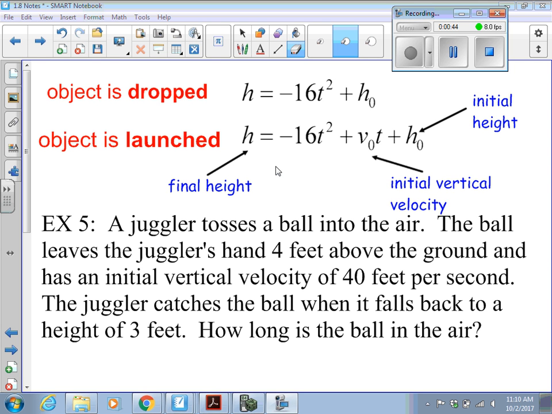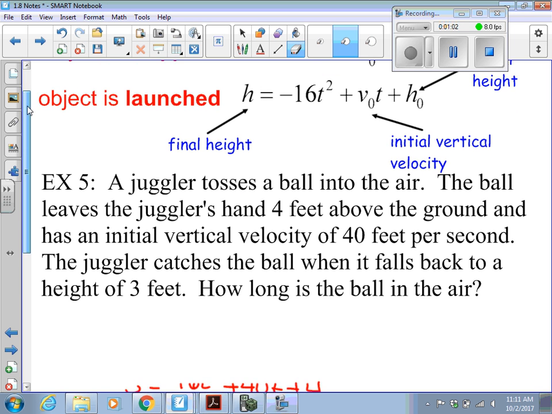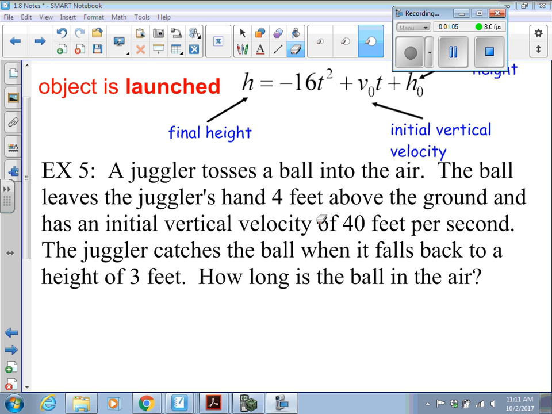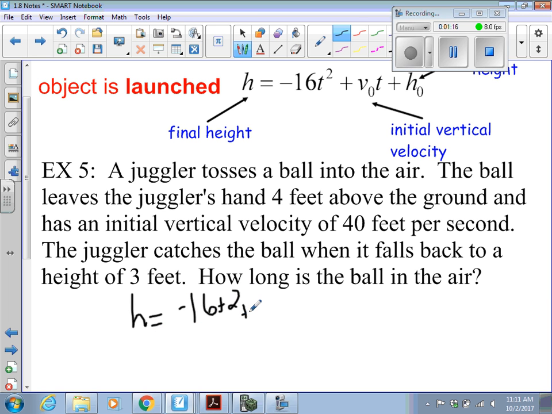Example 5. It says a juggler tosses a ball into the air. The ball leaves the juggler's hand 4 feet above the ground and has an initial vertical velocity of 40 feet per second. The juggler catches the ball when it falls back to a height of 3 feet. How long is the ball in the air? Well, first of all, what we need to do is find our equation. So let's write that out. We know we're going to have h equals negative 16t squared plus v naught times t plus h naught.